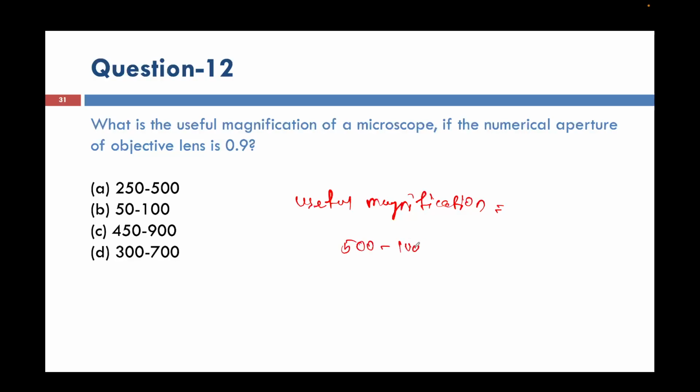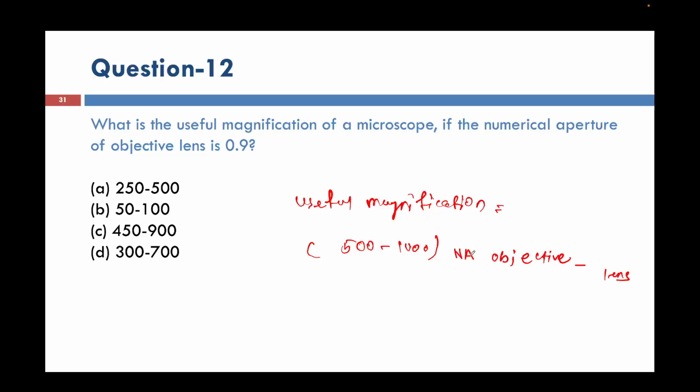So that useful magnification is given by 500 to 1000 times the numerical aperture of the objective. Okay, here I forgot the numerical aperture. So the 500 to 1000 times the magnification received from the numerical aperture of the objective lens is the useful magnification.